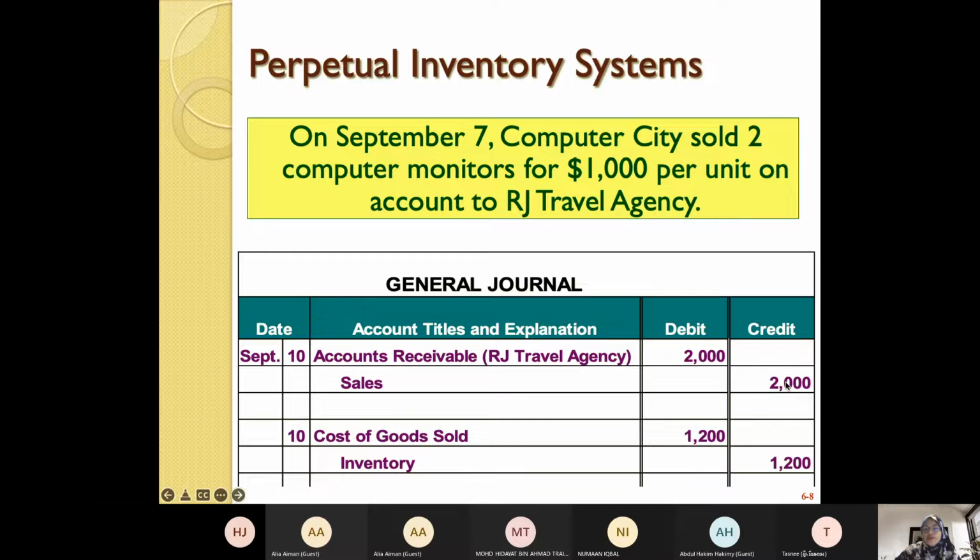But remember that you also have to open up another account called cost of goods sold, because you also have to record the movement of the inventory. So you're going to debit your cost of goods sold. How do you know 1,200 is the cost? Where do you get it from? 600 times 2. The cost of the monitor is $600, so times 2 units, that's how you get 1,200 COGS, and you credit your inventory. Anyone knows why you credit your inventory?